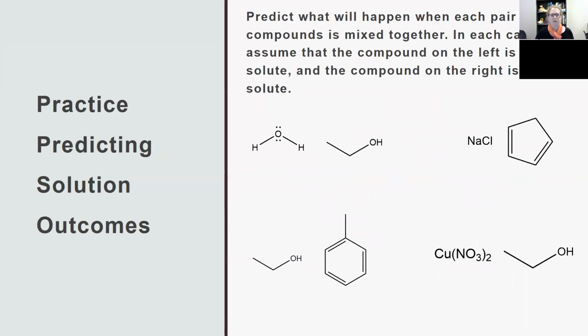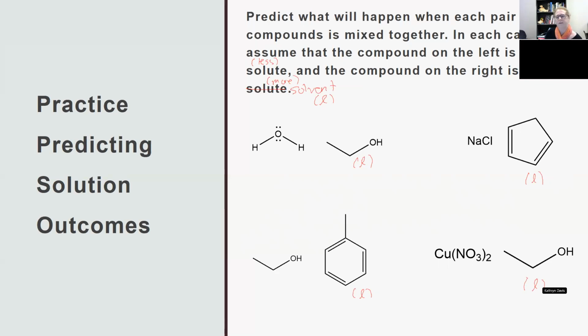So let's go back to our original compounds from the other day. We're mixing together pairs of compounds, and we're predicting what will happen. And in each one, what are we going to assume? That the left is the solute and the right is the solvent. Remember, solute just means that there's less of it and more of the other. Or, sorry, this should be solvent, right? And you can also assume that all the solvents are liquids. So I'm mixing a liquid and a liquid and a liquid and a liquid.